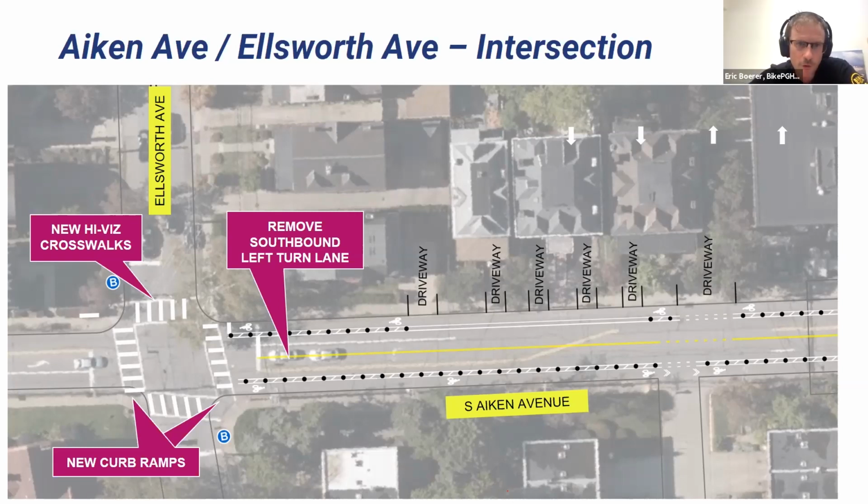Okay, I got one more question on Aiken, and then maybe we can go take some audience questions. Sounds good. Can no turn on red signs be installed at Ellsworth and Aiken, and Baum and Liberty? So those two intersections, Ellsworth, Aiken, Baum, Liberty.